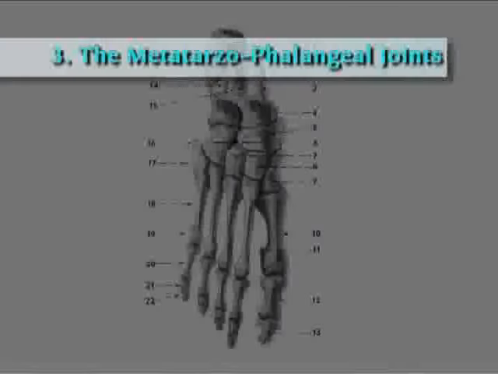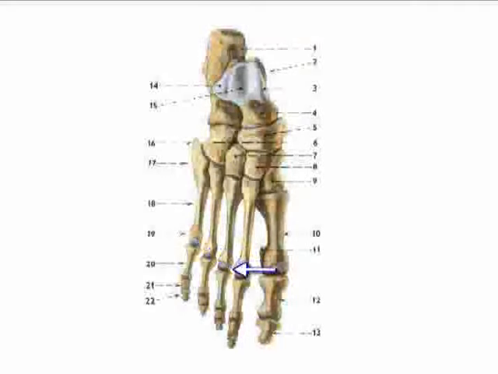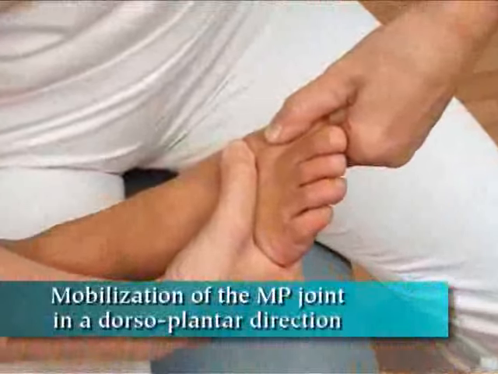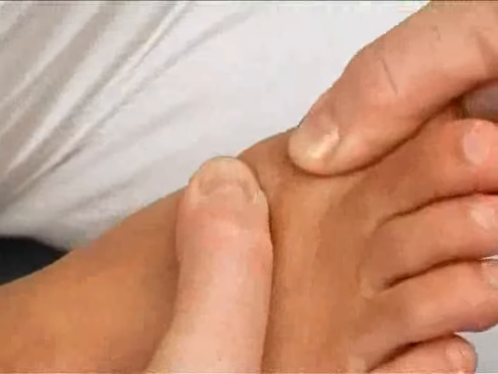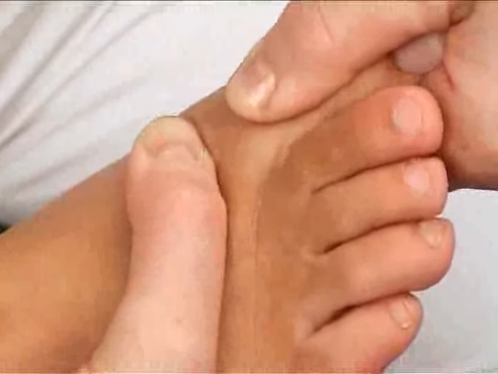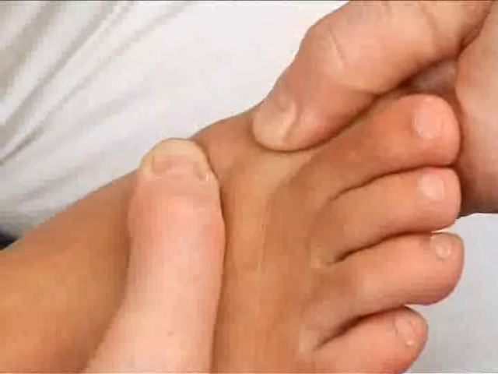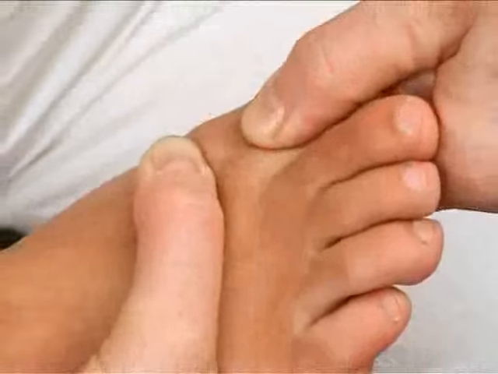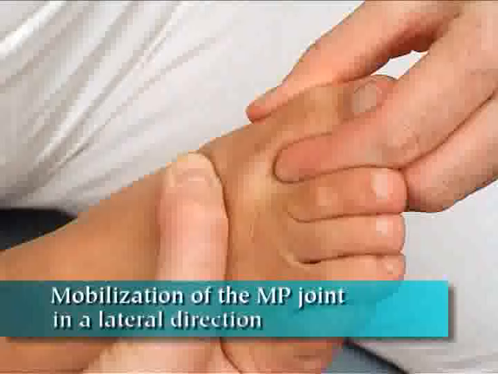The metatarsophalangeal joint. The same principles apply to the metatarsophalangeal joints as to the interphalangeal joints. With the forefoot fixed, we first distract the joint. Then we apply transitory movement in a dorsoplantar direction. Mobilization in a lateral-lateral direction follows.